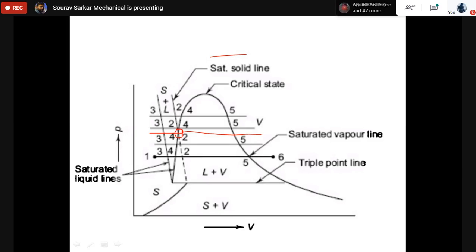Anyone? Solid to gas direct conversion. No, solid to gas is there. Oh yes, solid to gas is here. What is happening there? Anyone?